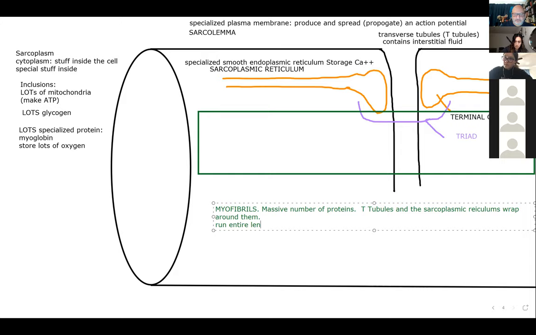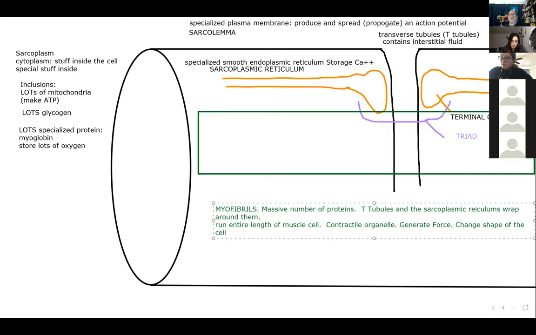And these myofibrils are the contractile organelle. They're what generate the force. They're what change the shape of the cell. And I know my illustration doesn't do a good job of showing this, but the sarcoplasmic reticulum and the transverse tubules wrap around them.